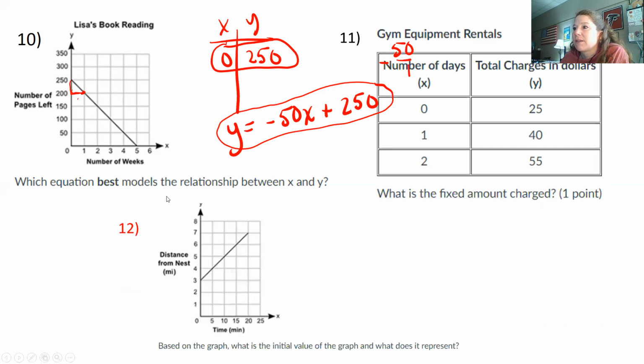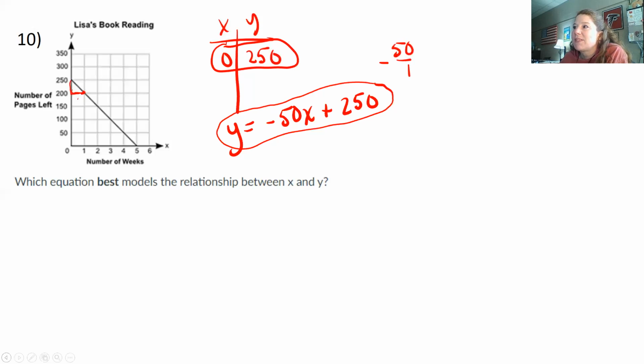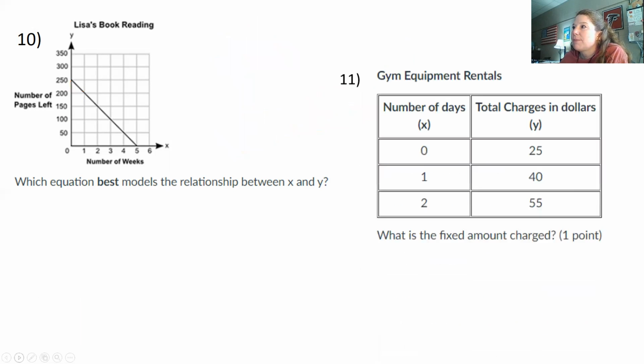Oh, it didn't give me multiple choices. I took those away. So anyway, we know what the answer is: negative 50x plus 250. All right, I'm going to need to erase these so we can see the next problem.